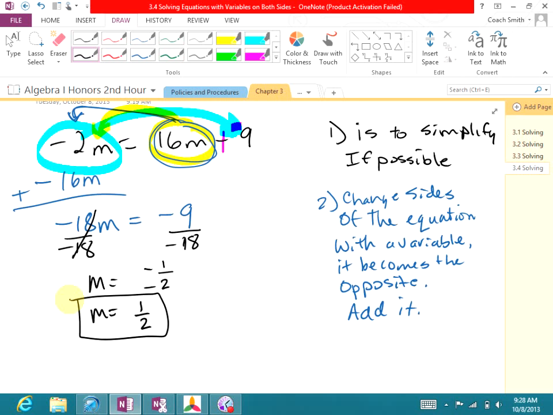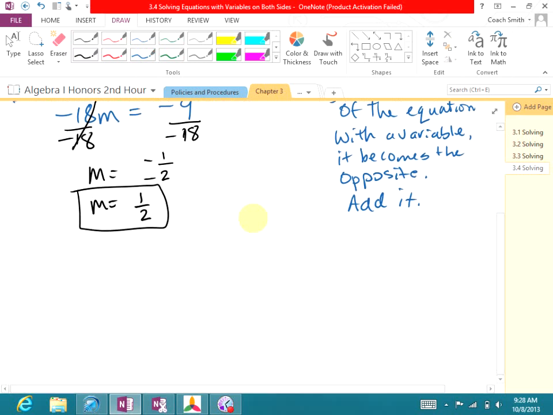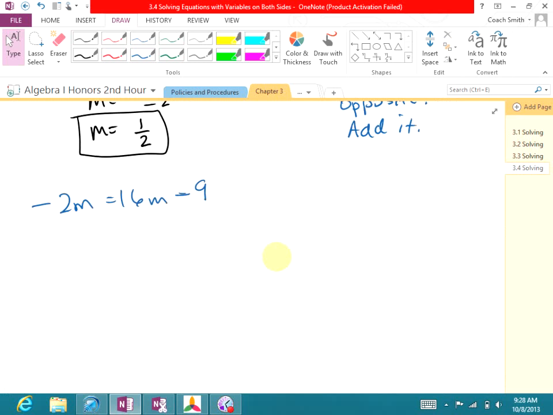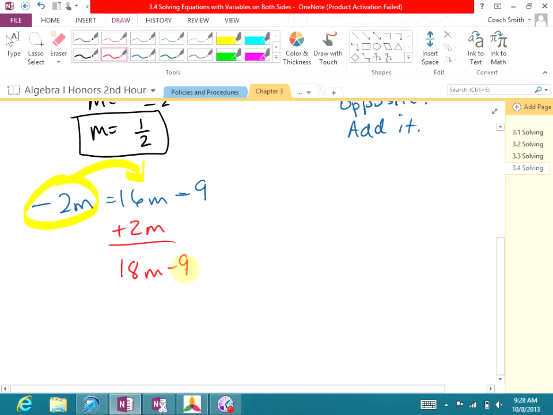Now, I want to show you that we would have come up with the same answer if we did it the other way. In other words, if I would have taken the negative 2 over to this side, here's where people make mistakes. Yes, I can take the negative 2 over to the other side and it becomes a positive 2m. And that gives me 18m minus 9. Where people make their mistake is they don't put the 0 there.